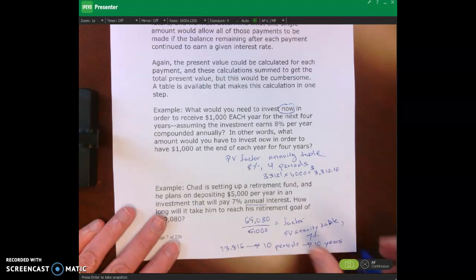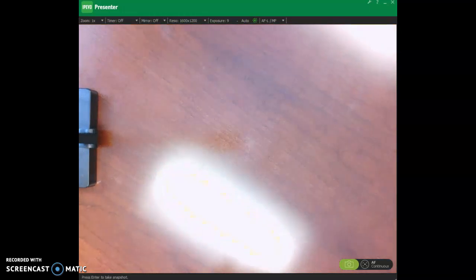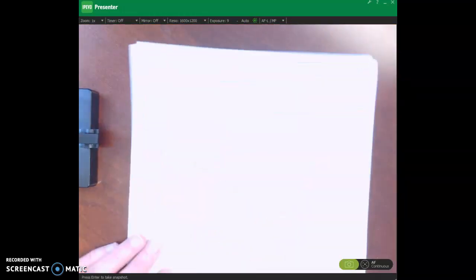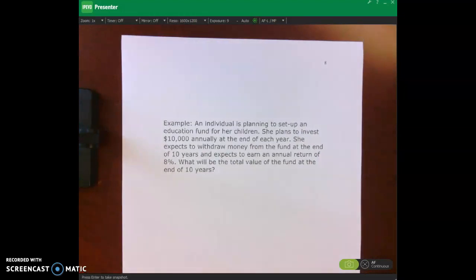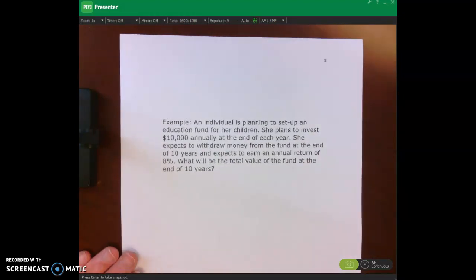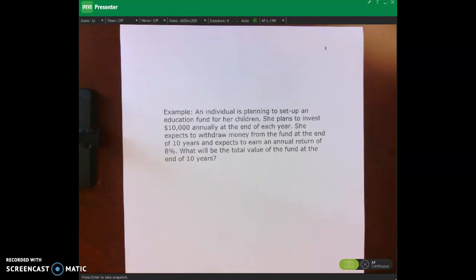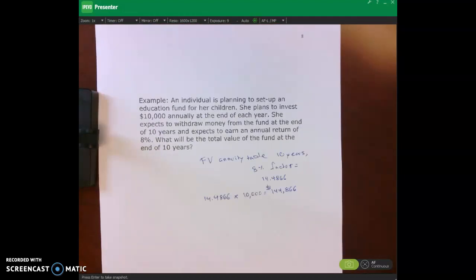Okay? So for these last two problems on page 8 and page 9, I want you to pause the lecture video, work on these two, and then come back and check your work. With this one, it says an individual is planning to set up an education fund for her children. She plans to invest $10,000 a year at the end of each year, and she wants to withdraw the money at the end of 10 years and expects to earn an annual rate of return of 8%. What will be the total value of the fund at the end of 10 years?